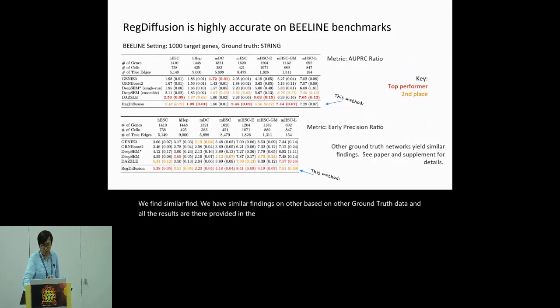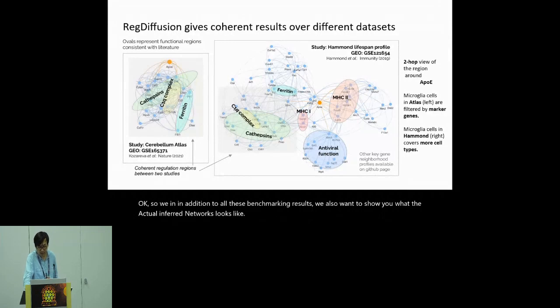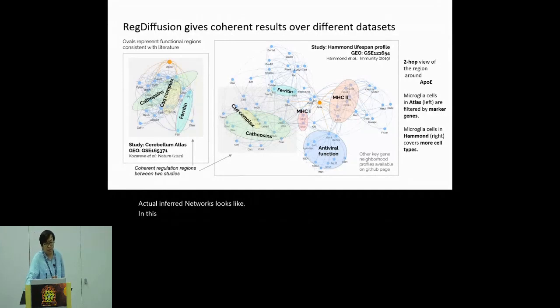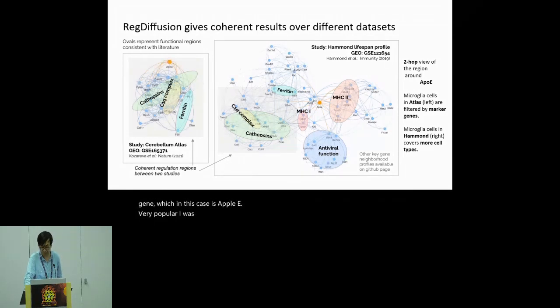Okay, so in addition to all these benchmarking results, we also want to show you what the actual inferred networks look like. Remember that for the microglia data, we have more than 14,000 genes. We don't want to show you a big hairball with 14,000 genes. That's too much. Instead, what you see here is a two-hop neighborhood around a particular interesting gene, which in this case is ApoE, a very popular Alzheimer's disease gene.